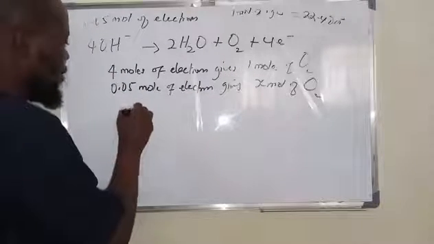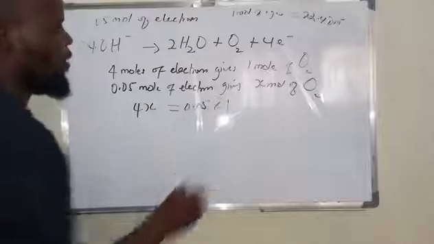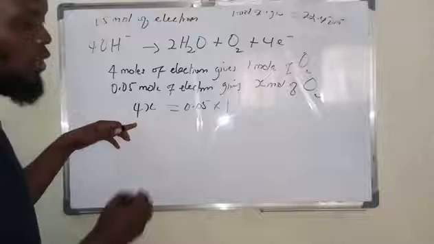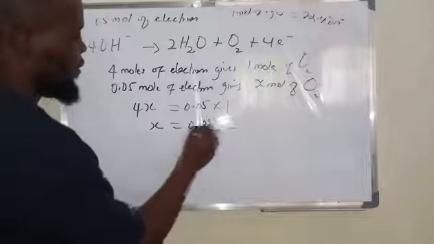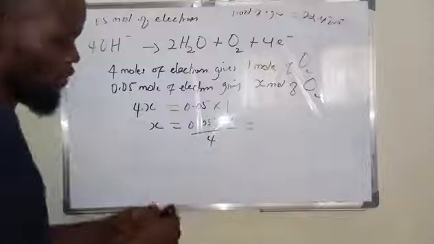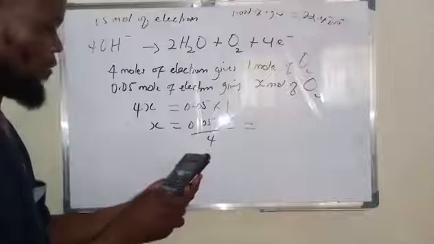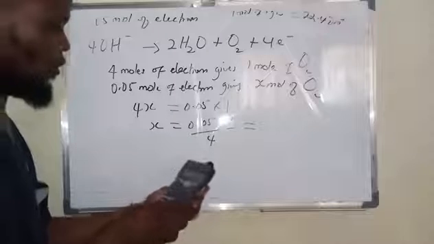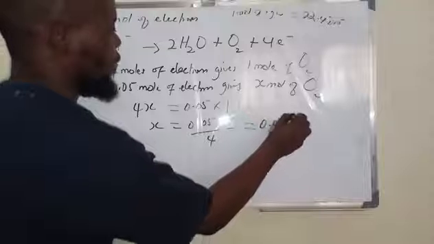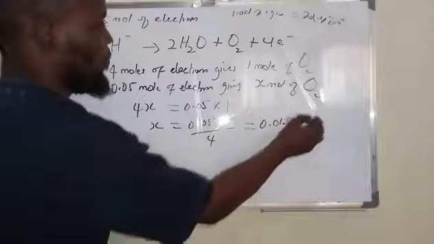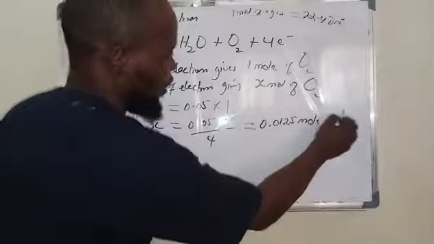If you go by that, you're going to have 4 multiplied by S, 4S, equals 0.05 multiplied by 1. Then we divide both sides by 4 to eliminate this 4 and make S stand on its own. If you press your calculator, 0.05 times 1 is 0.05, then divided by 4 gives 0.0125 mole. So of oxygen, not of electrons.